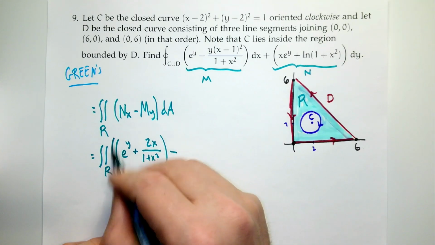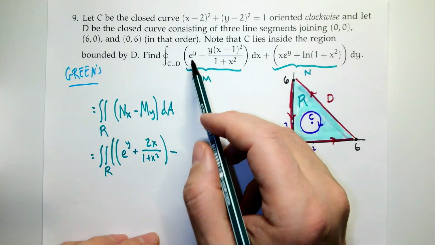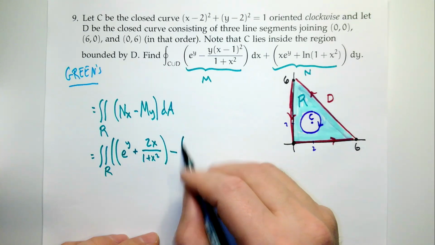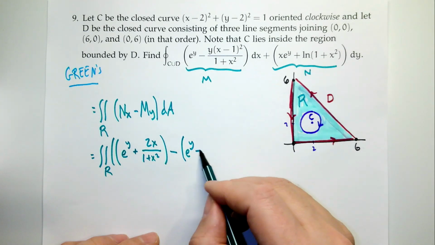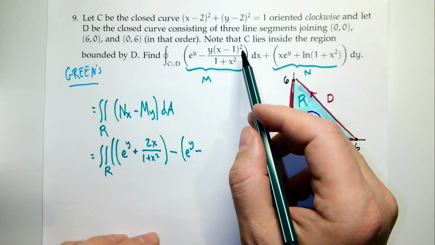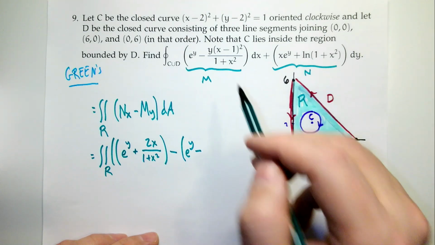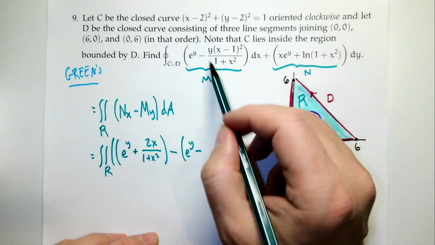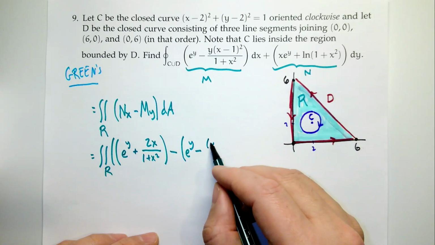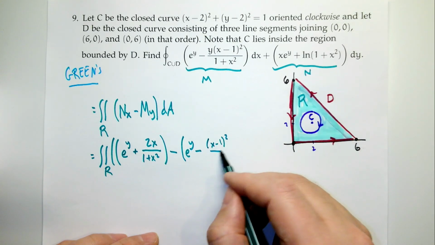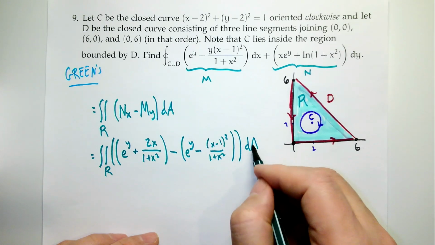Subtract, okay, M sub y. Derivative of e to the y with respect to y is e to the y. Derivative of y times (x minus 1) squared over 1 plus x squared with respect to y: well, almost all of this is x stuff. There's only a single y, so it's all the x stuff. (x minus 1) squared over 1 plus x squared. All right, dA.